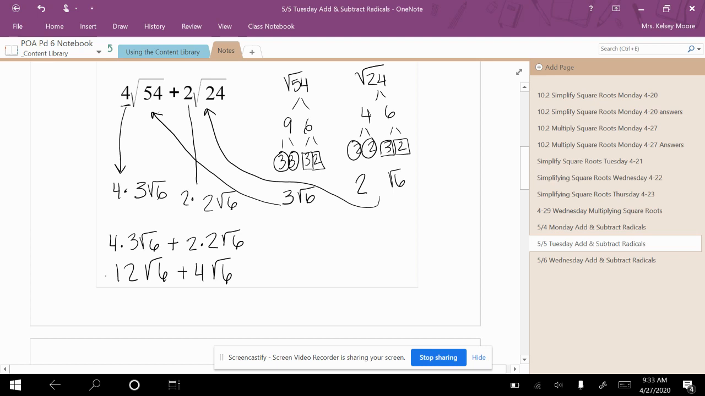Now, if you notice, these are like radicals. So you are able to add them together, and 12 plus 4 is 16 square root of 6.